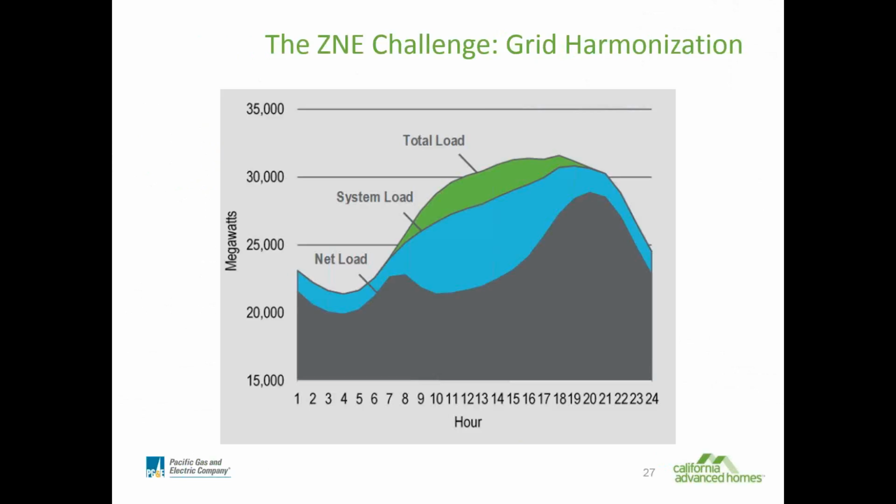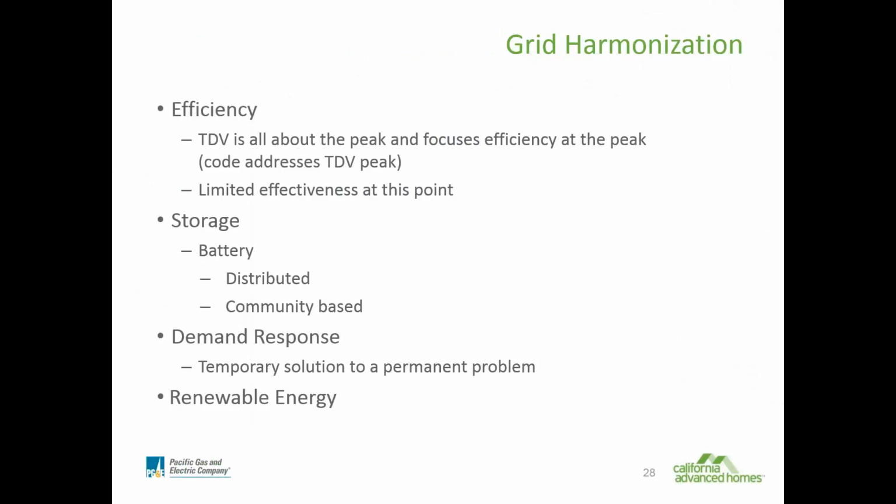The green is the rooftop solar. The blue is the total system demand, total demand, and then the gray is taking out the IOU generated energy. So kind of the same thing, but this grid harmonization now is going to have really 4 legs. So code moving forward will have 4 different things. It's going to be looking at efficiency, like we always have.